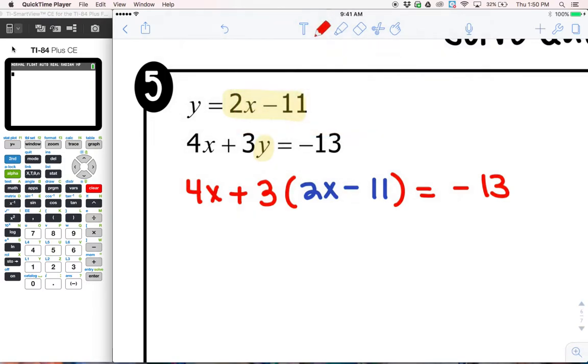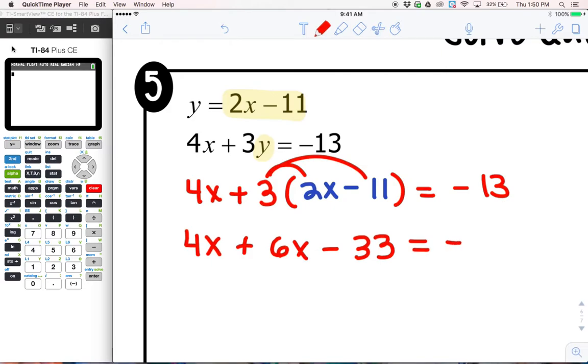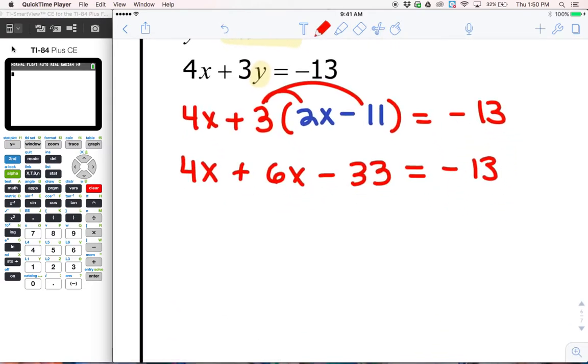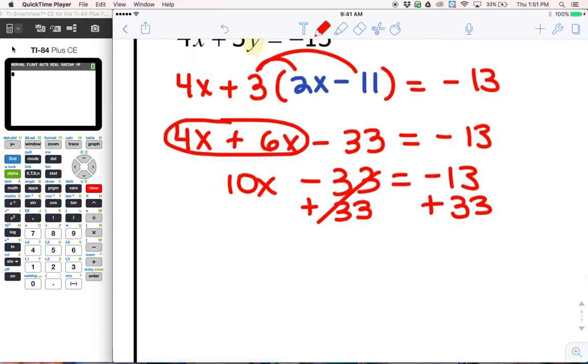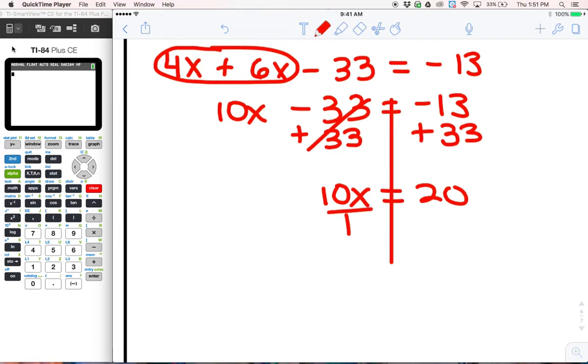It gets us down to only one variable in this equation. So let's recall how this works. We're going to distribute the 3, so I get a plus 6x minus 33 is going to be equal to negative 13. My next step in solving is just like any other solvable problem here. We're going to have 10x minus 33 equals negative 13. Now we need to get rid of this 33. I'm going to add it to both sides. All right, we've started messing with both sides here. Some of us like to draw this line to separate. So now I've got 10x equals 20. And last but not least, we're going to divide out the 10. So I get my x value is 2.